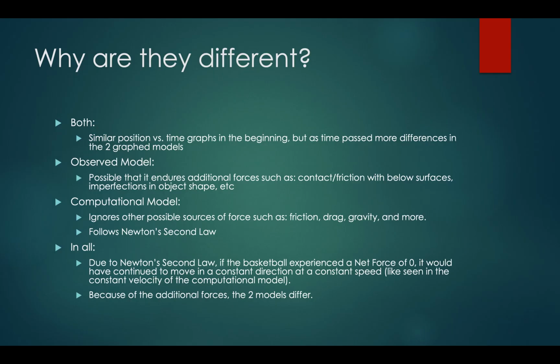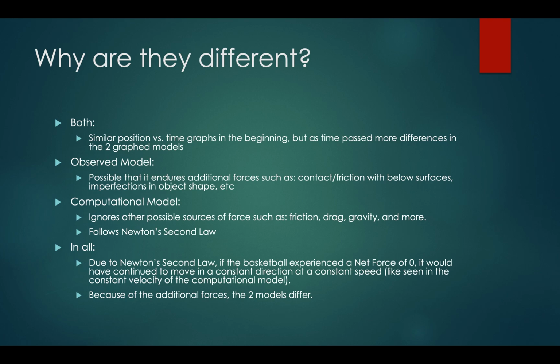Let's go over some of the major differences. Both are similar in position versus time graphs in the beginning, but as time passed, there are more differences in the two graphed models. In the observed model, it is possible that it endures additional forces such as contact or friction with the surface below, imperfections in the object shape, or even more additional factors. The computational model ignores the other possible sources of force such as friction, drag, gravity, and more, and it follows Newton's second law.